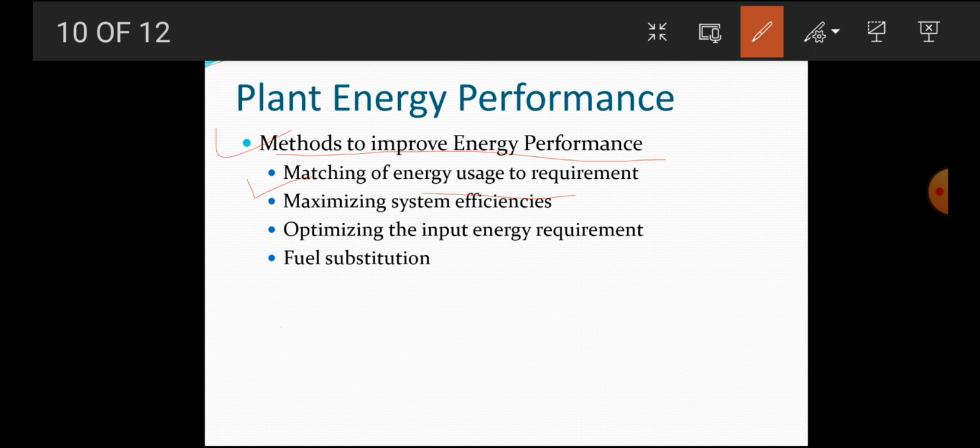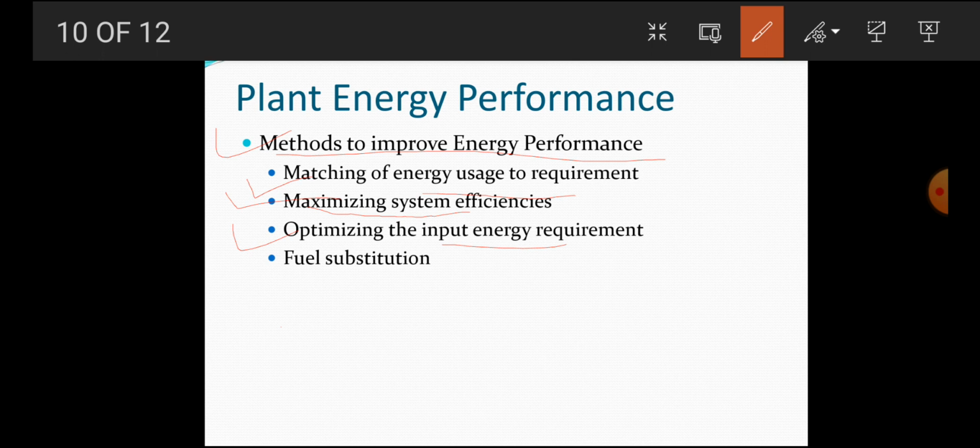Next is maximizing system efficiencies. By this you can also increase the efficiency of the systems. Then next is optimizing input energy requirement. How can you optimize the input energy requirements? Energy performance can be improved by, first, how we can maximize the system efficiencies.